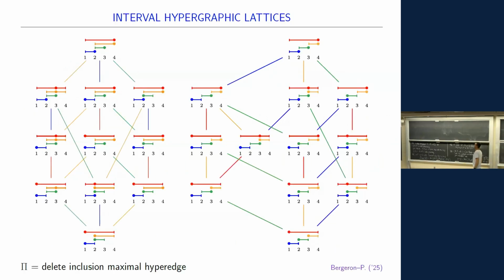Next one, interval hypergraphic lattices. I suffered about two years ago to prove the lattice property of these things. Well, it's not a very difficult proof, but I had to invent these quasi-lattice quotient maps. There is a clear projection, which is that you delete the inclusion maximal upper edge. And this is a flat ladder projection.